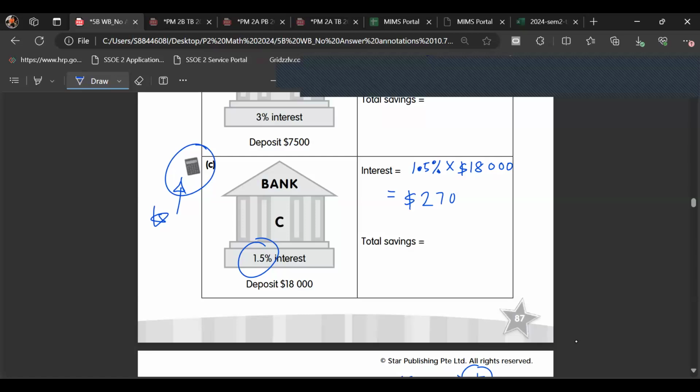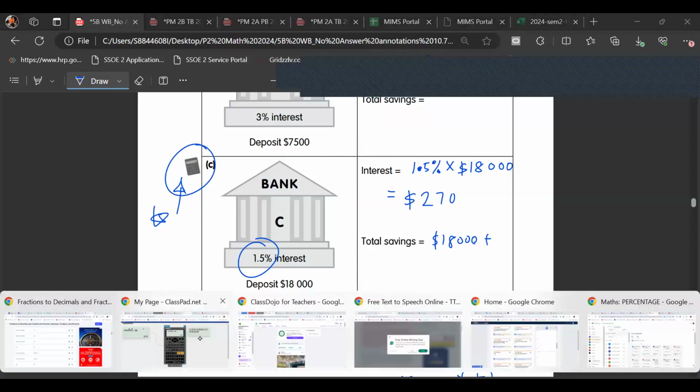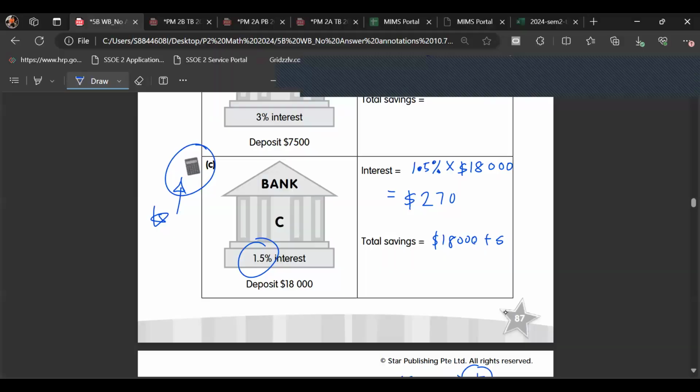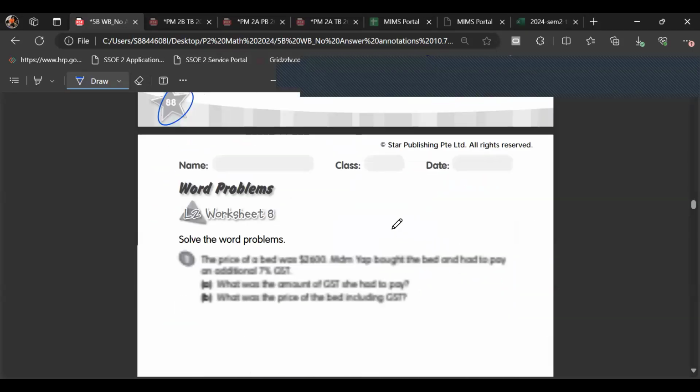Then for the total savings, $18,000 plus 270, right? Yes, right. So plus $270, I'll get 18270. Okay, so that is to check whether you know how to use the calculator. Now I'm going to move on to the new set.